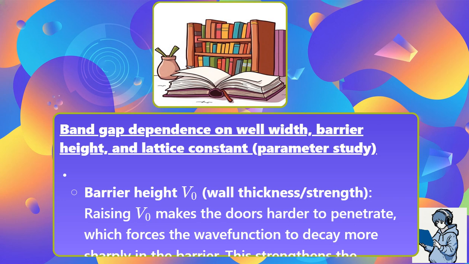Barrier height V0: wall thickness and strength. Raising V0 makes the doors harder to penetrate, which forces the wave function to decay more sharply in the barrier. This strengthens the reflections at each interface, increasing the mismatch between neighboring cells and thus widening the gaps. The dependence is roughly proportional to the square root of V0 for moderate heights.